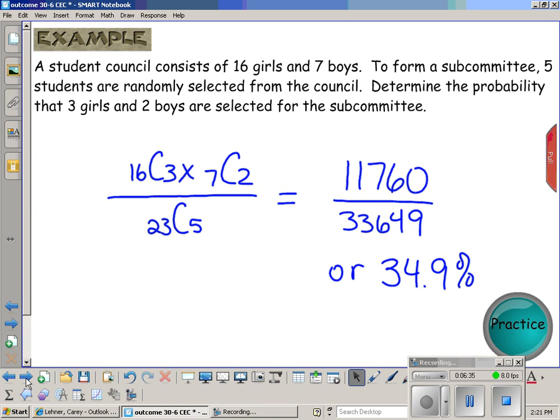So with probability, you still have to determine whether you're doing combinations or permutations, so whether or not order matters. And then you also have to consider finding the probability of the favorable and the probability of the total. So we have to find all the possibilities of the total as well.